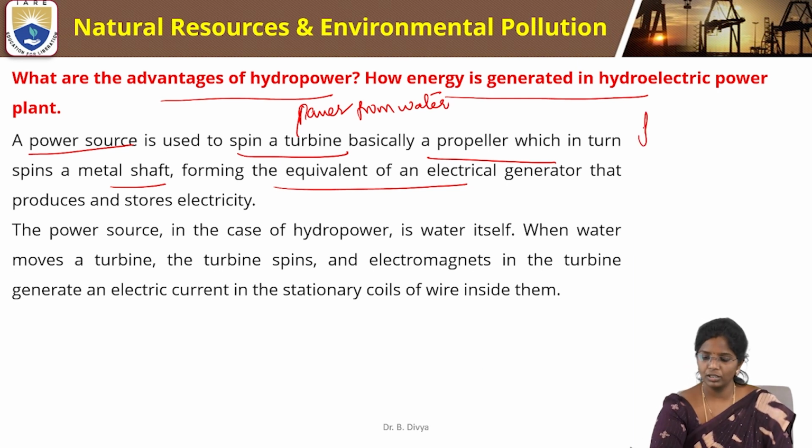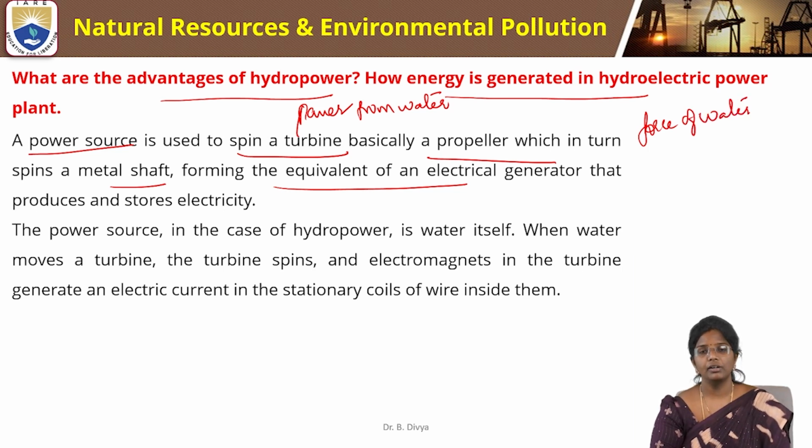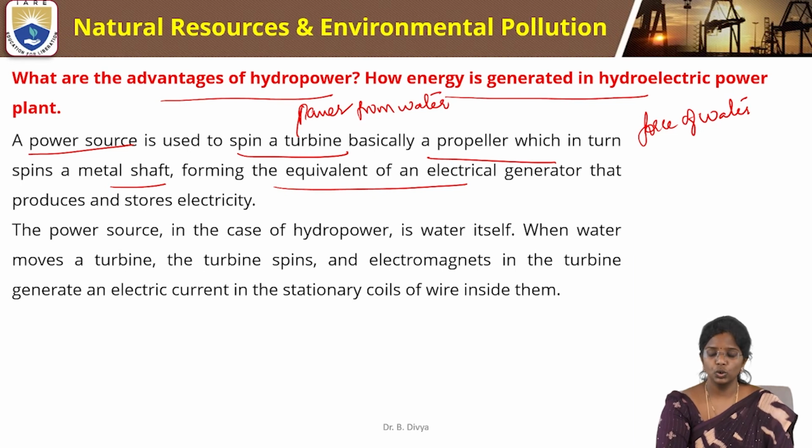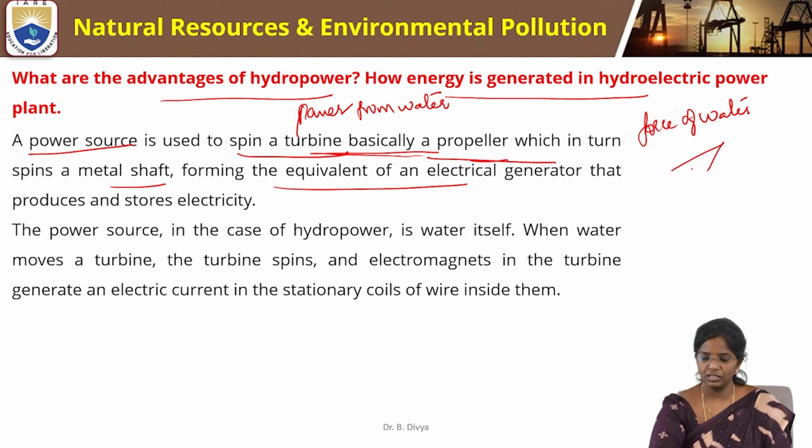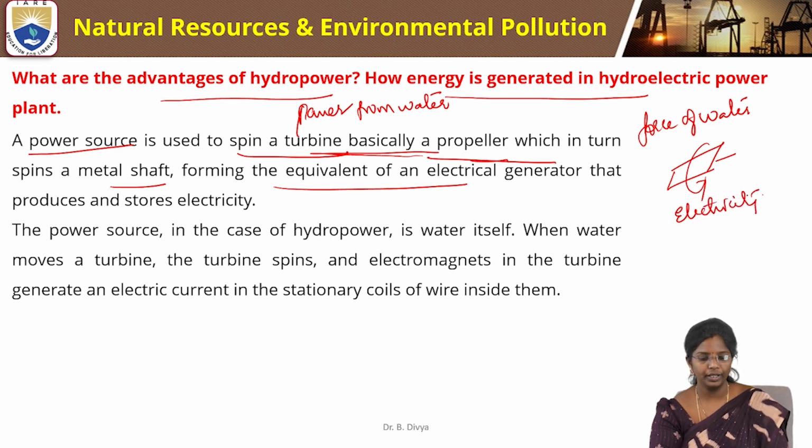The force of water is very high. Force of water helps a lot in producing this electricity by spinning the turbine. Whenever there is a spin in the turbine, the propeller will spin the shaft that is present. So the spinning takes place and that produces energy or electricity. The power source in the case of hydropower is water itself. Everything has its own force acting upon it. So here the power source is nothing but the force of water, and that will help in spinning the turbine.